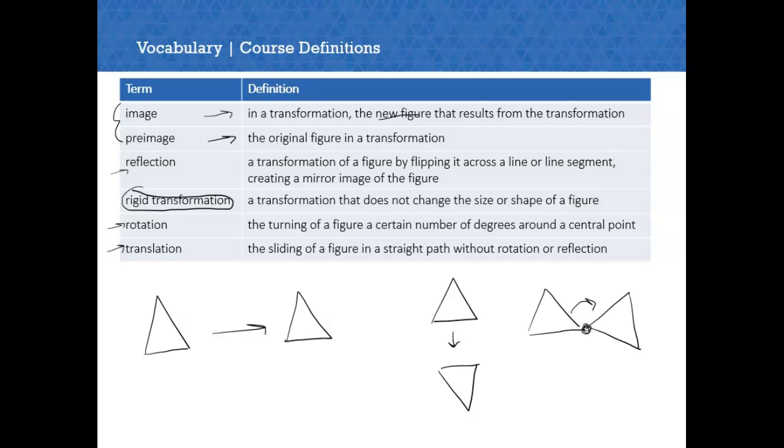A reflection is a transformation of a figure by flipping it across a line or line segment, creating a mirror image. So this we can see is flipped. So this right here is a reflection.